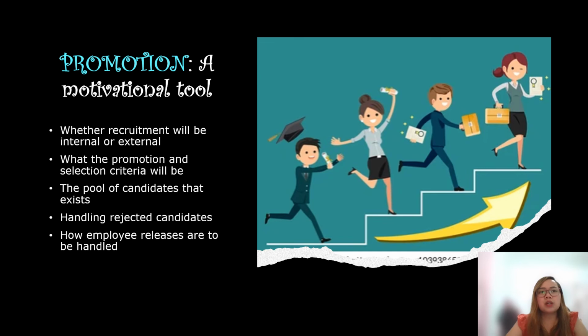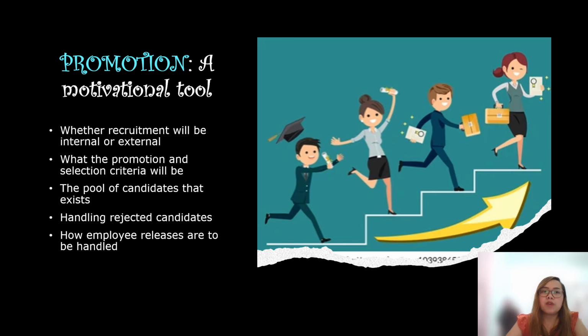Number two is what the promotion and selection criteria will be. So employees should know in advance what the criteria for promotion are and what selection method is to be used. Some organizations use panel interviews, some use observations, some use skills enhancement, or there are actually different methods depending on the institution itself, on how they level up their employees and how they particularly choose those people that deserve the position.